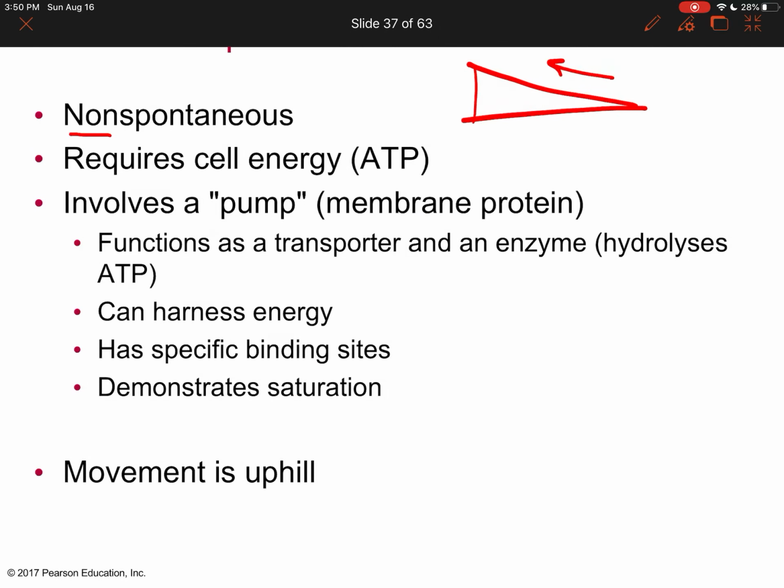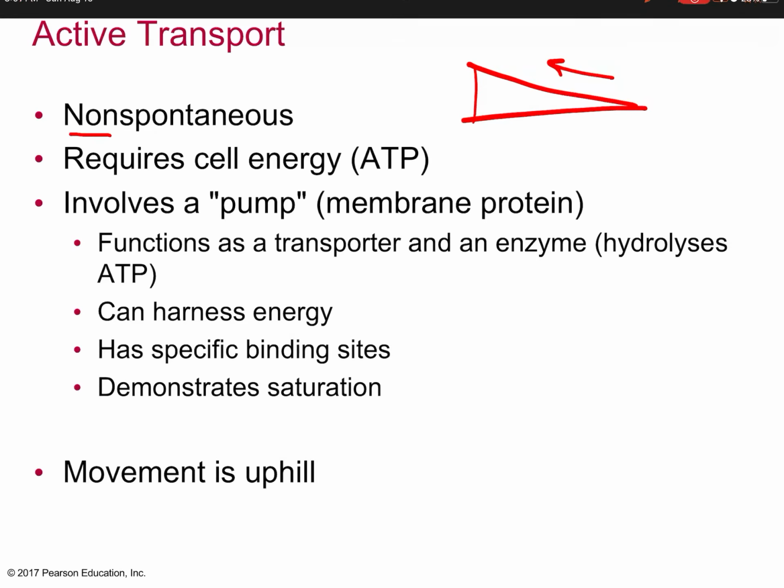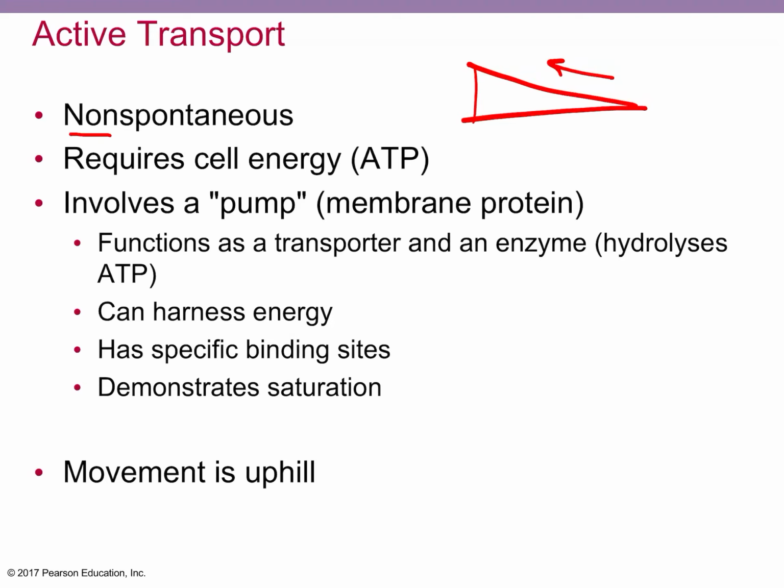So the difference between active and passive is that we're moving molecules up their concentration gradient instead of down. This requires energy, and it requires a transmembrane pump. So it's going to require protein. Sometimes we call them pumps. So these pumps are going to function as a transporter and an enzyme. Why an enzyme? Because it hydrolyzes ATP.